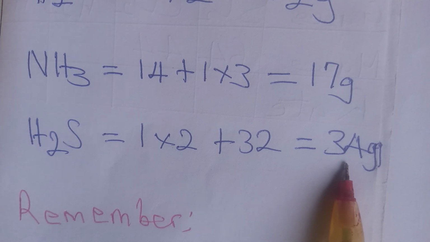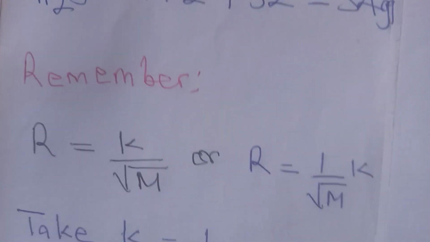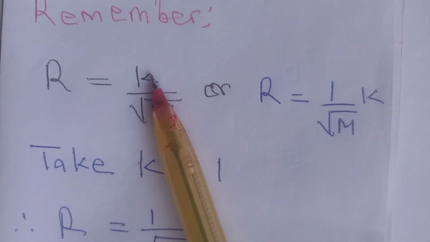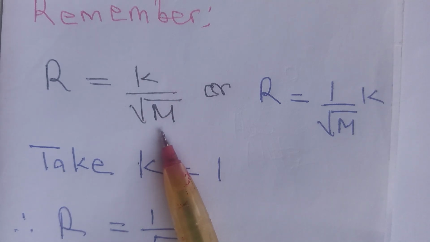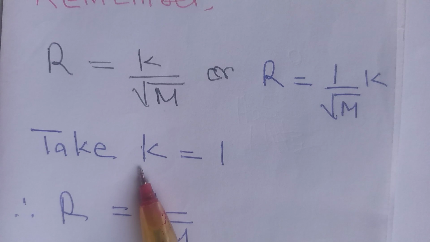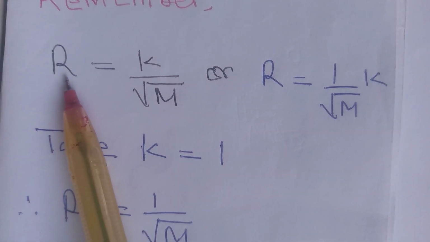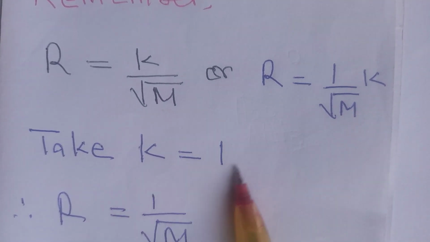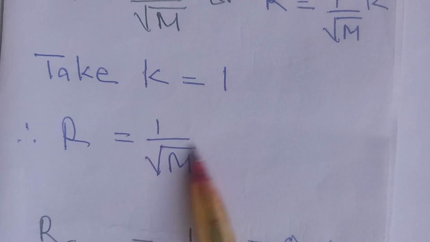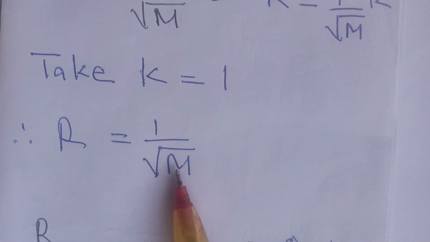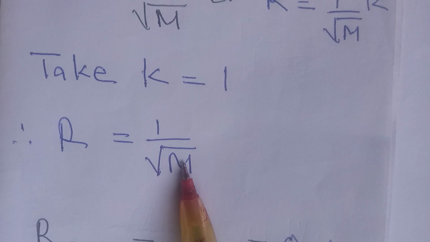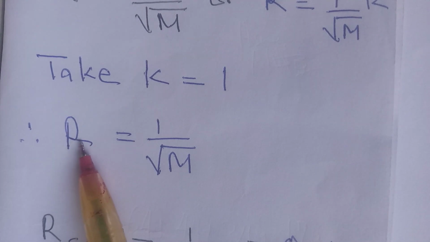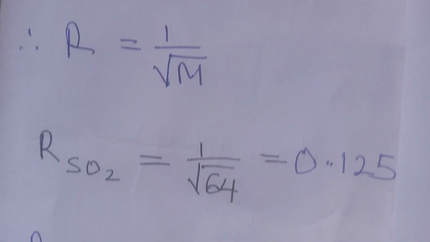Having calculated their relative molecular masses, you now state your Graham's law. Remember, Graham's law says rate is inversely proportional to the square root of molar mass. So, since we are studying rate, to remove this constant, you can make K equal to 1. And when you make K to be 1, you now have R equals 1 over the square root of molar mass. Now, we will put the molar masses of each of these gases into this relation and check the behavior of R, that's the rate.